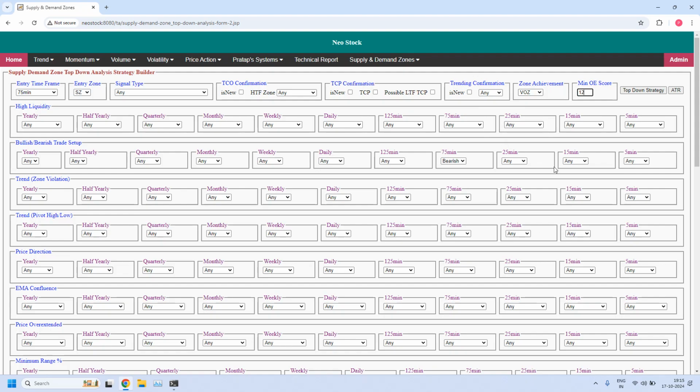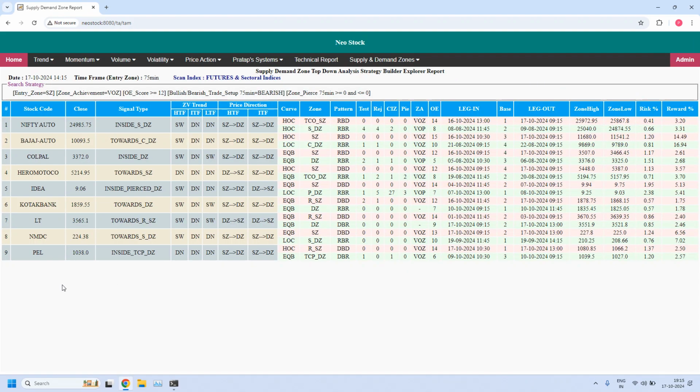With all the 3 filters, let me check. 9 stocks are filtered. All these 9 stocks are supporting the bearish trade setup for weekly income trade, that is, entry time frame 75 minutes.